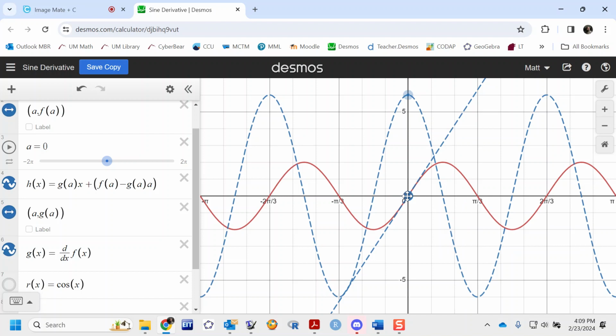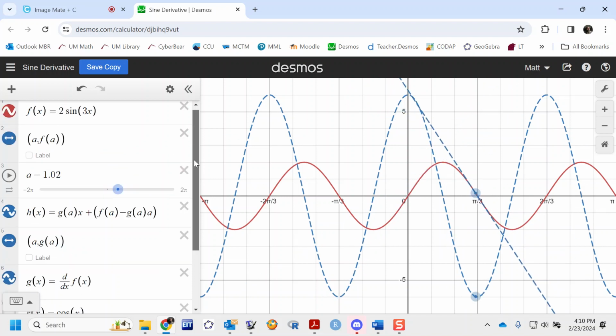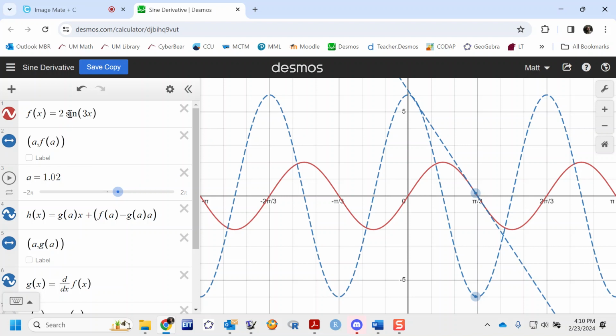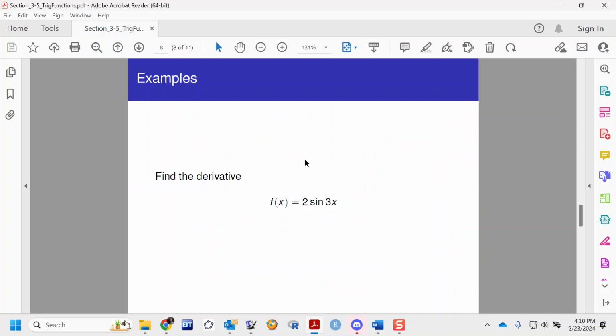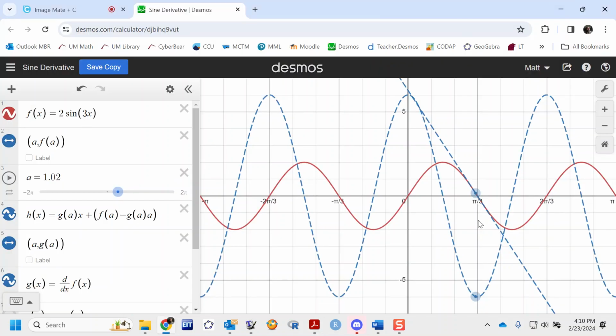Something like this. So you can see that the original function, which is in red, has amplitude 2. I want to make sure I have the right problem. 2 sine 3x, yep. So 2 sine 3x has amplitude 2. And it appears that we get another function out that has amplitude 6. And let's see, its period is the same, right? So the period would be the same as the period of 2 sine 3x.